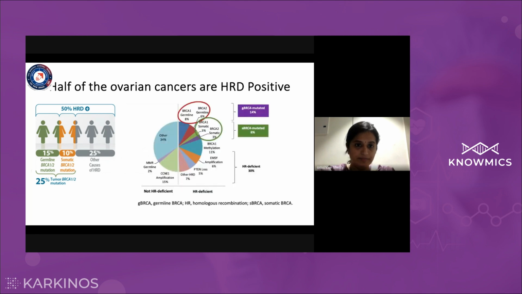Next, please. So as I already mentioned, the HR non-deficient and HR deficient. So one needs to look for the causes and whether it is the MMR germline or whether it is a CCNE amplification. What are the other factors apart from genomic instability? So that HRD test would be able to tell you. Next, please.